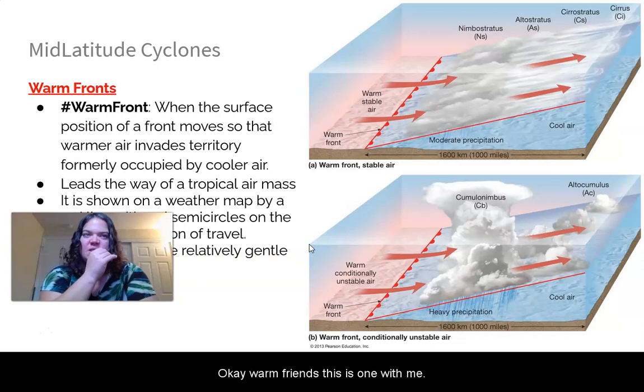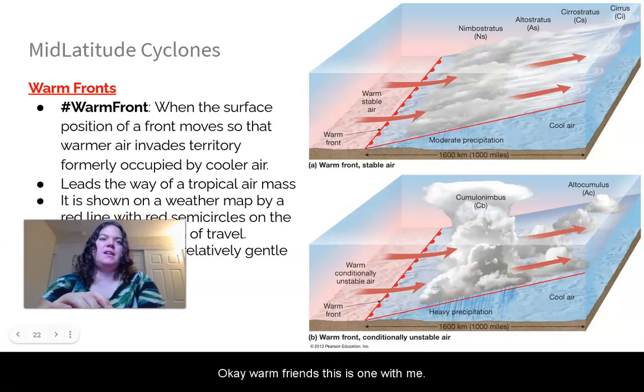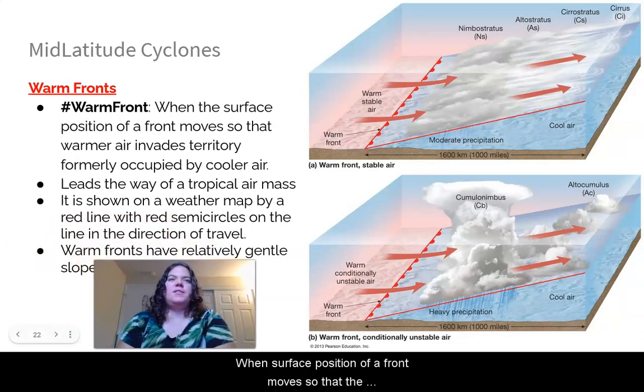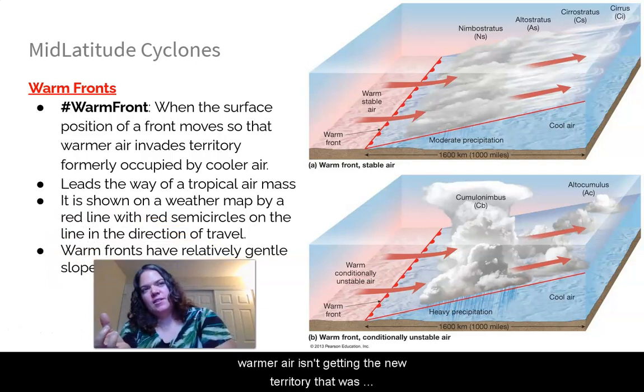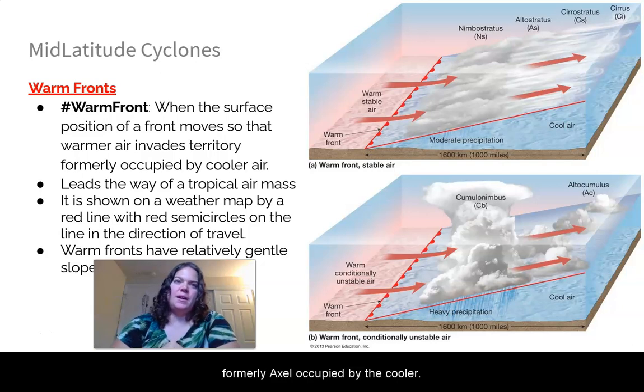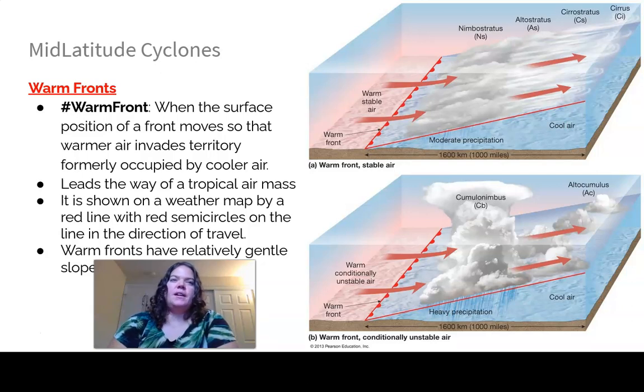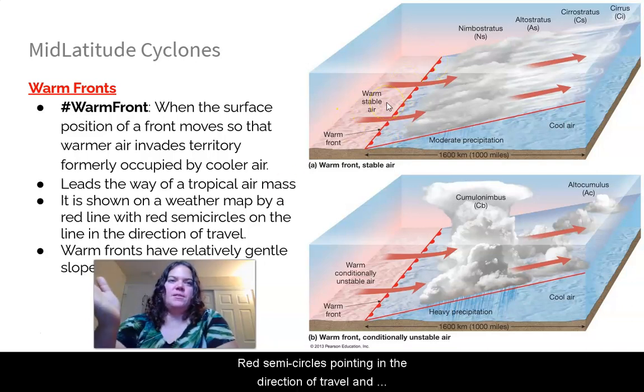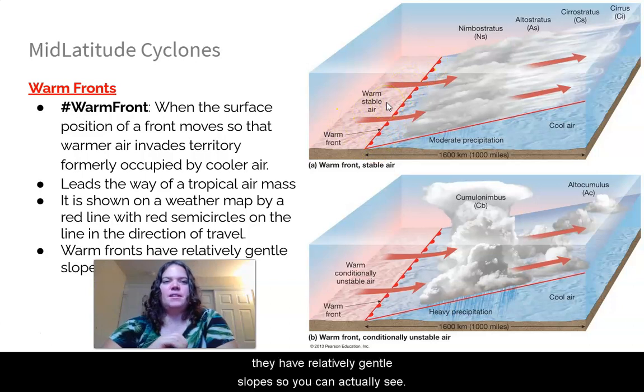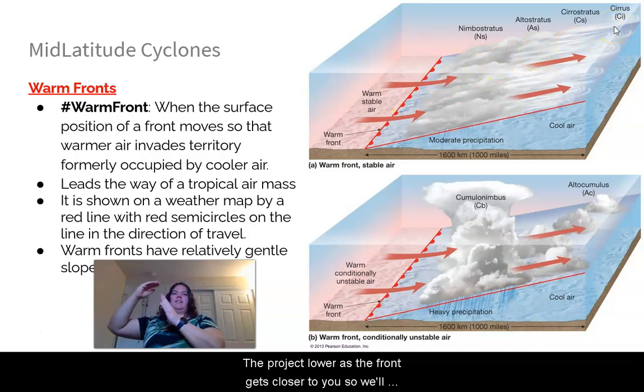Okay, warm fronts. This is when the surface position of a front moves so that the warmer air is invading the new territory that was formerly occupied by the cool air. It leads the way of the tropical air mass. It's shown on the map with a red line, red semicircles pointing in the direction of travel, and they have relatively gentle slopes. So you can actually see the cloud deck lower as this front gets closer to you.